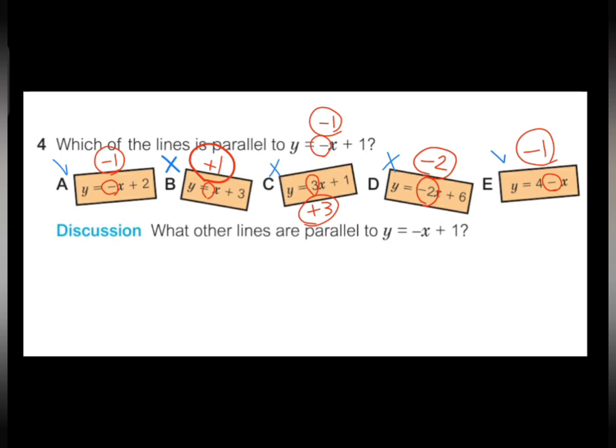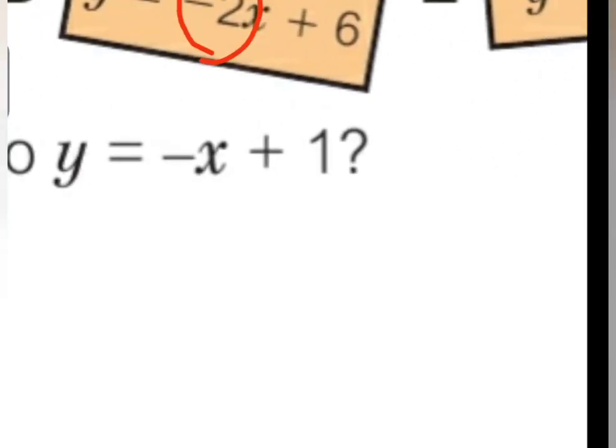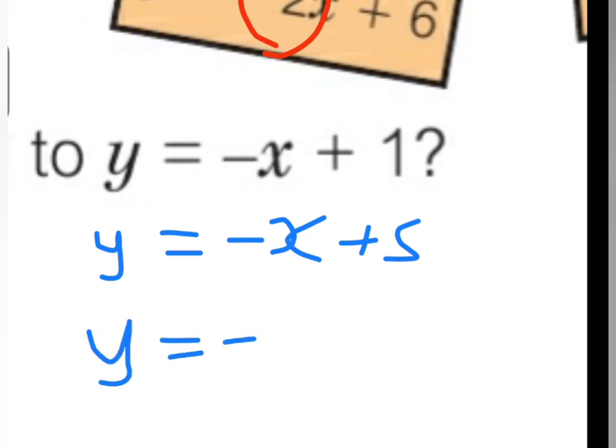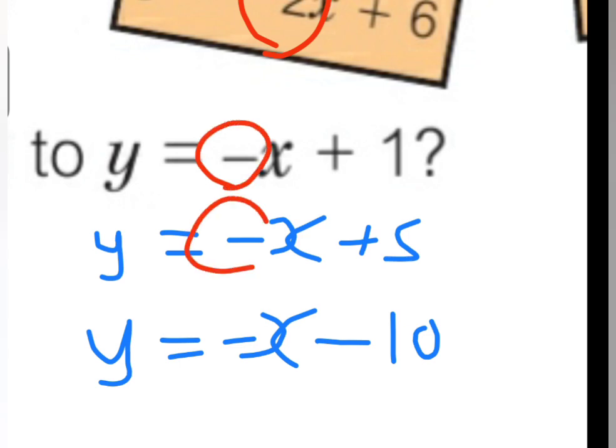And what other lines are parallel to y equals negative x plus 1? When we talk about this, it means you can make any line and use the same gradient to say that they are parallel. For example, if I want to make up a line that is parallel to this one, I will say y equals negative x plus 5. I will say another line, y equals negative x minus 10. So any line that has the same gradient as the first line is parallel to it.